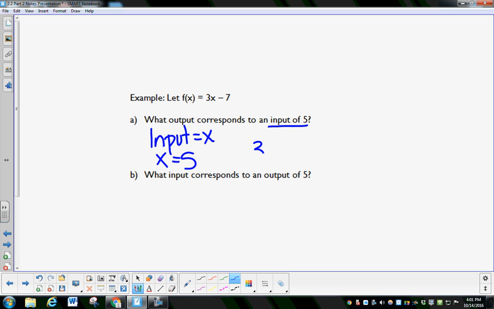So we're going to do 3 times 5. I'm taking that from right here. 3 times 5 minus 7. So that's 15 minus 7, and that is 8.